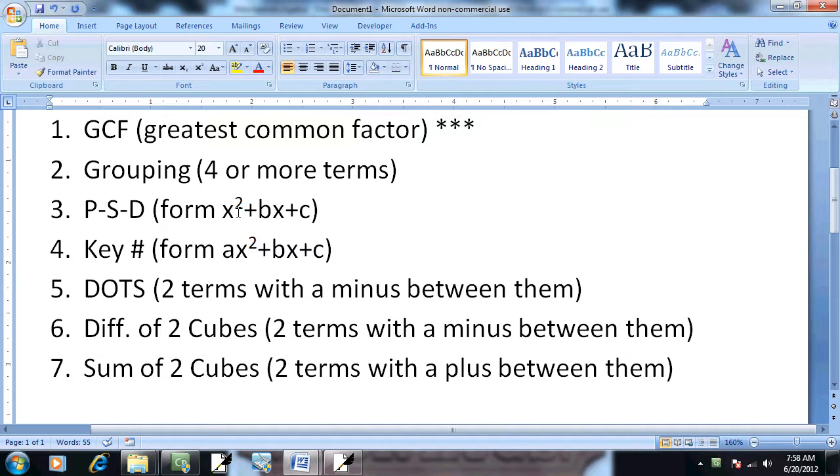If it's of the form x squared plus bx plus c, where b and c are numbers, it's PSD. If it's of the form ax squared plus bx plus c, where a, b, and c are numbers, then it's key number. 2 terms with a minus between them is difference of 2 squares. If difference of 2 squares doesn't work, you go down to difference of 2 cubes. And then 2 terms with a plus between them, sum of 2 cubes.